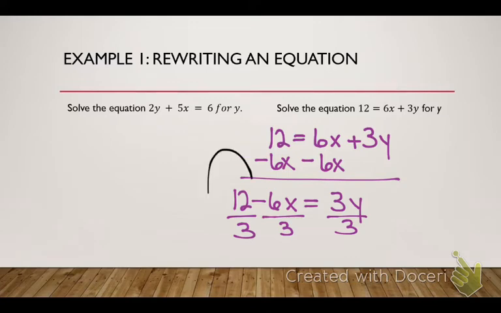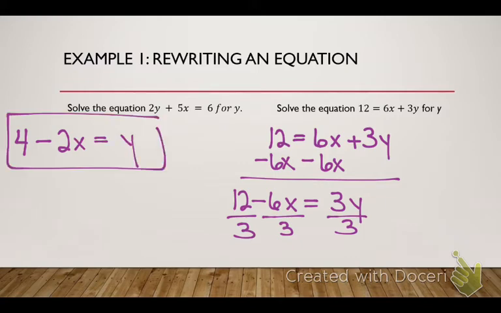All right, so now I have, what's 12 divided by 3? Can I reduce that? 4. What's negative 6? You got to pay attention to that negative. What's negative 6 divided by 3? 2x. Negative 2x. Very good. Equals y.